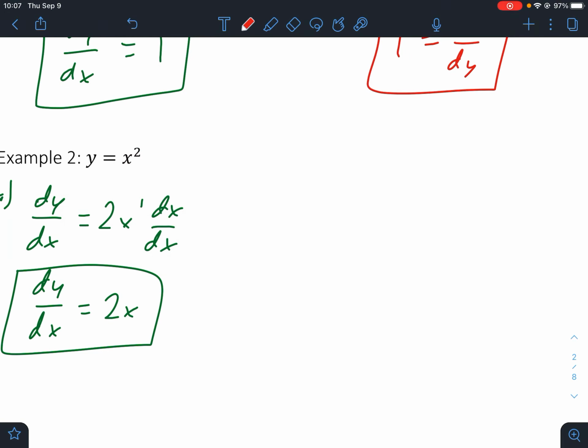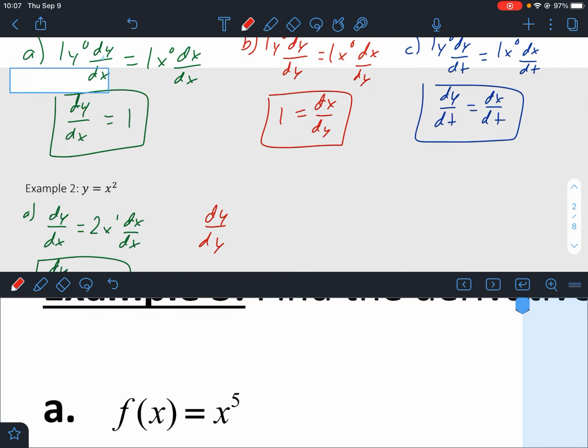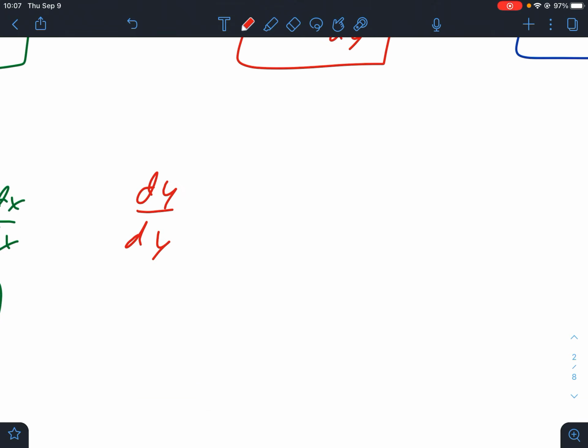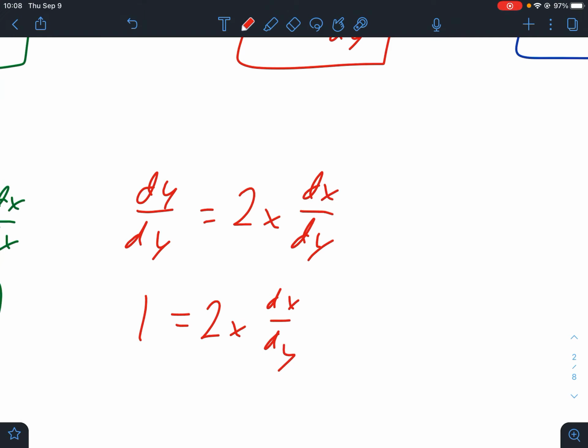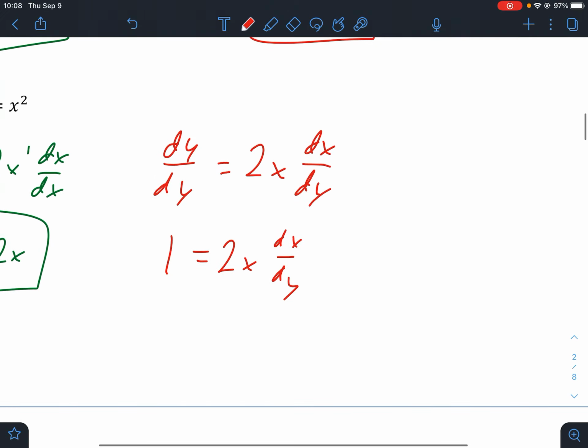And then with respect to y, so it's 1 y to the 0 dy/dy equals 2x dx/dy. And that gives us 1 equals 2x dx/dy. And if we divide by 2x, we get 1 over 2x equals dx/dy.